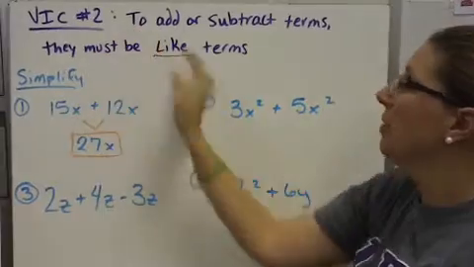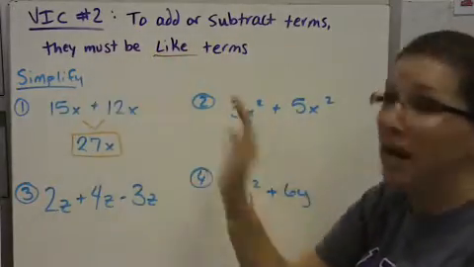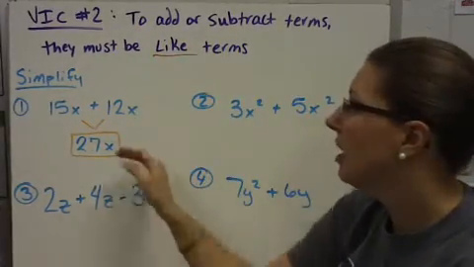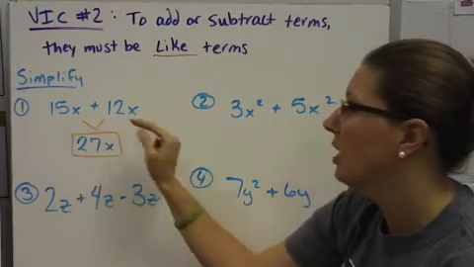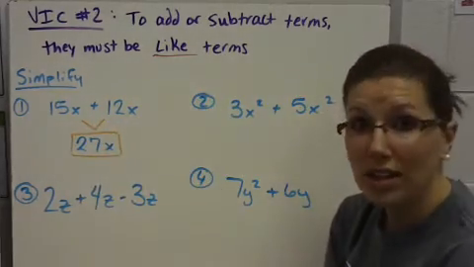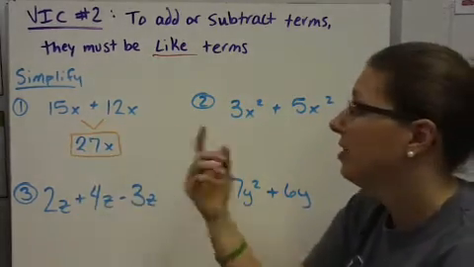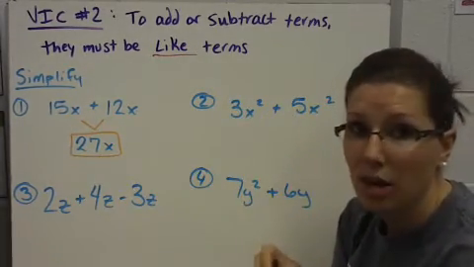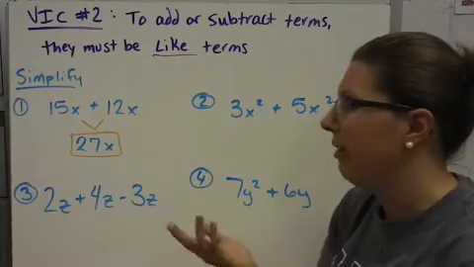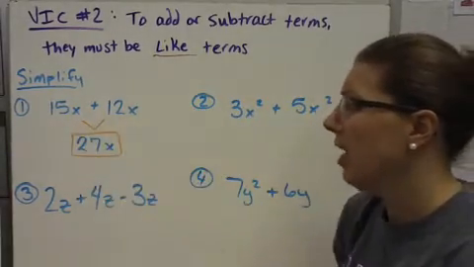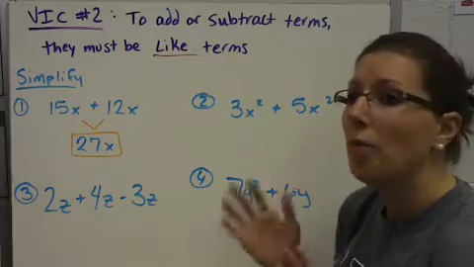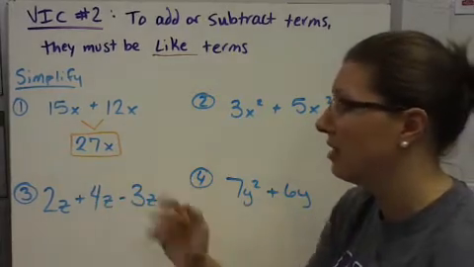VIC number 2, to add or subtract terms, they must be like terms. So here I've got 15x plus 12x. They are like terms, so I'm allowed to add them. I'm going to add them because there's an addition sign in between the two terms. So in my mind, I just say, okay, what's 15 plus 12? 27. So my answer is 27x.